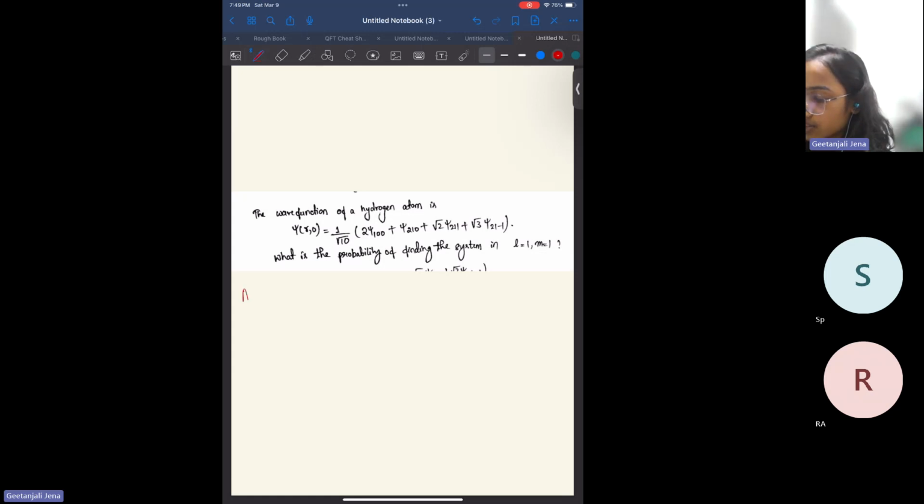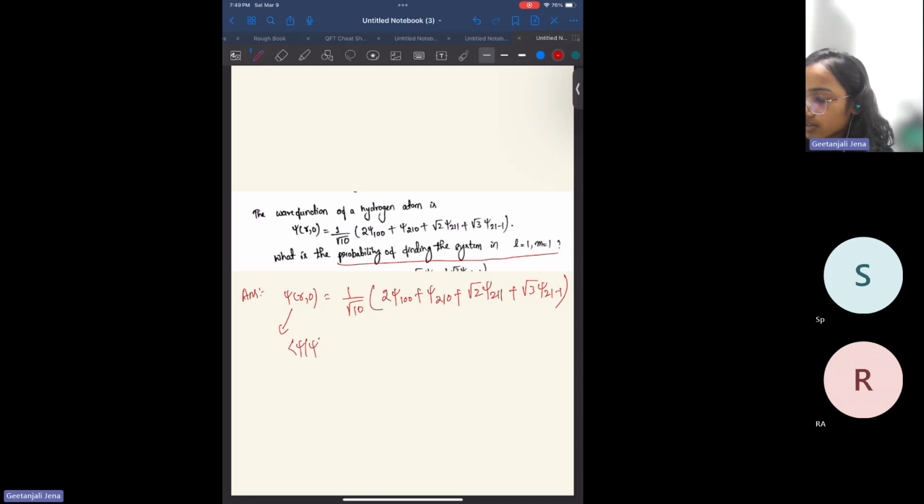Okay, let's see the next problem. The wave function of a hydrogen atom is given as 1/√10 (2 psi_100 + psi_210 + √2 psi_211 + √3 psi_21-1). It is asking about the probability of finding the system in L equal to 1 and M equal to 1. First, see whether this psi is normalized or not.